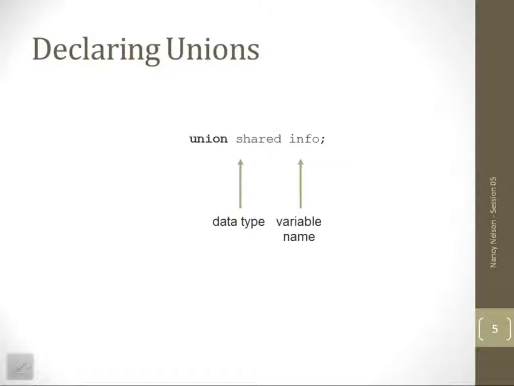Once we've defined our union, we declare it, again just like structures. We use the keyword union followed by the name we gave our union, so that's our data type, and then we give it a variable name. When we use it to access, we're going to use info. This part is our data type.